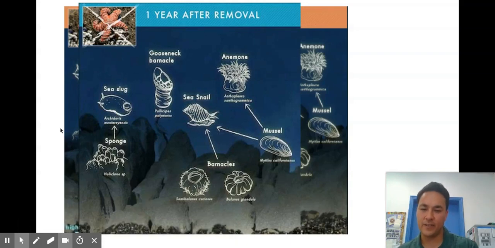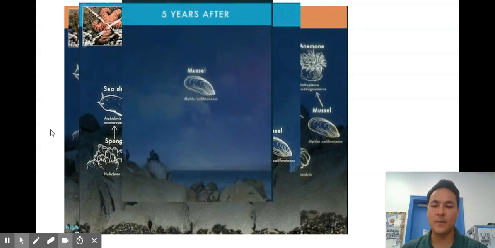This is interesting, right? The starfish are the apex predator in the tidal pool. And look at this, really interesting. You saw those stark pictures in class. Five years after removing a starfish, the only thing that's left was just a monoculture of mussels. So that would be the dependent variable, the species diversity. The independent variable is removing the starfish.